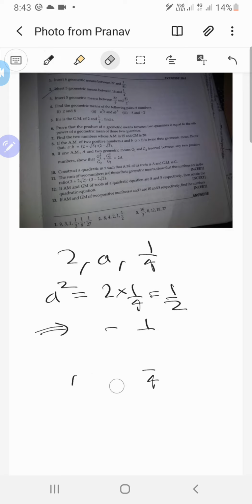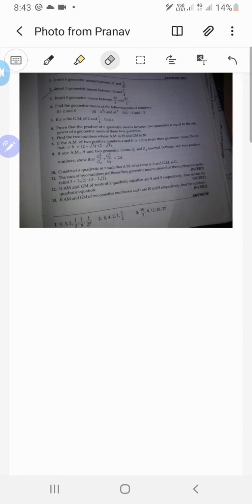Fine. Let's go to the next question: prove that the product of n geometric means between two quantities is equal to the nth power of a geometric mean between those two quantities. So the normal geometric mean, which is the single geometric mean. Here's the deal. Suppose there are n geometric means, and their product is going to be something like this. So you have a, you have g1, which is the first geometric mean, then the second, then third, and it keeps on going like that till n, and then you have b.